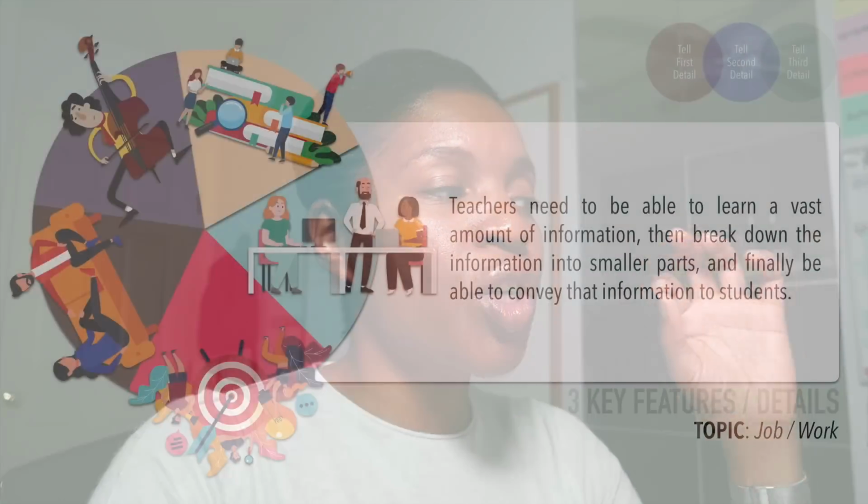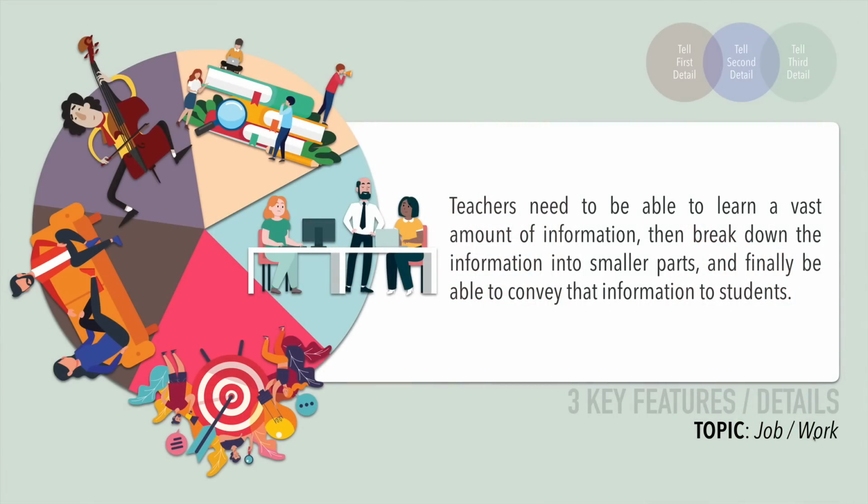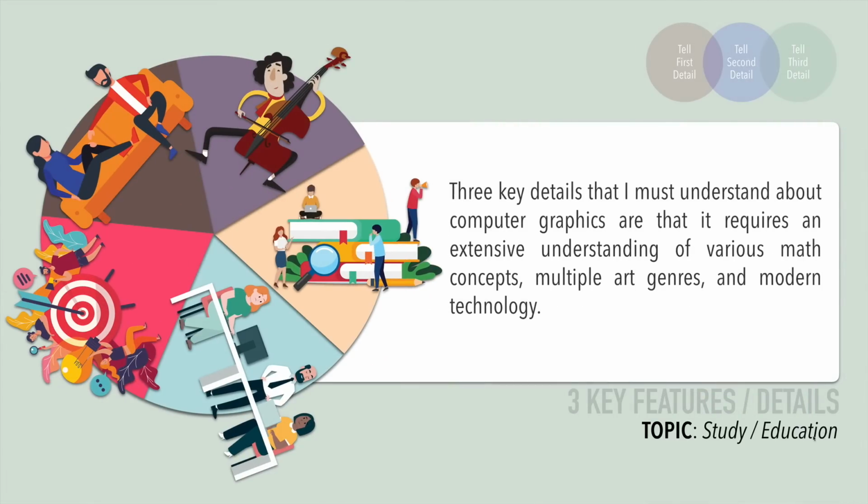So we applied step 2 for job or work. Now, what about this one for study and education? Well, we can say 3 key details that I must understand about computer graphics are that it requires an extensive understanding of various math concepts, multiple art genres, and modern technology. Again, all I did was give 3 key features or details related to the topic. You see, we're following the same steps even though the topic changed.